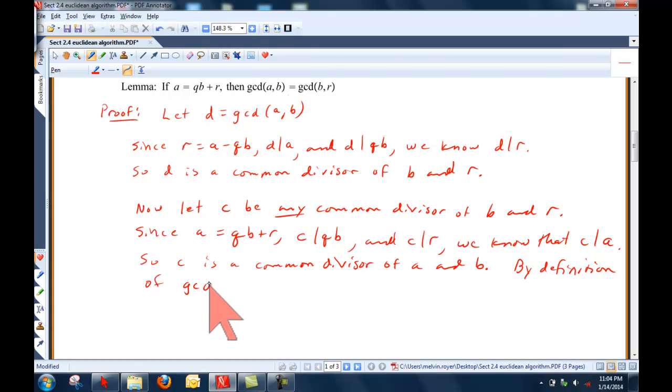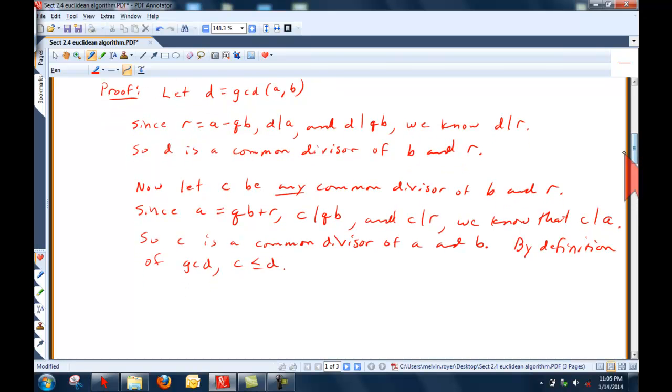of GCD, C is less than or equal to D, because D was the greatest common divisor of A and B, and now I have another divisor of A and B, so it has to be less than or equal to the greatest common divisor.